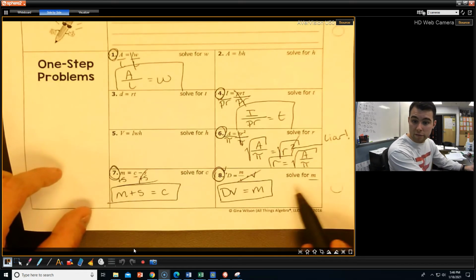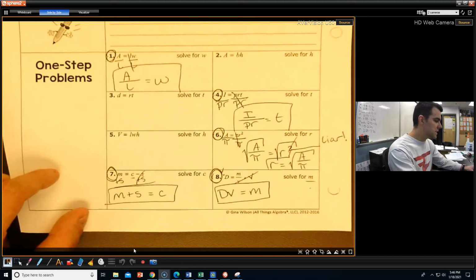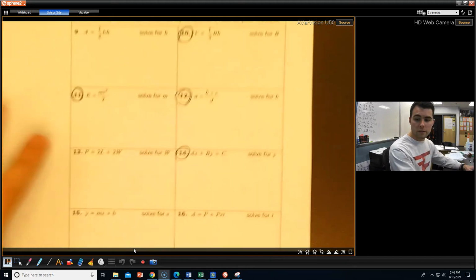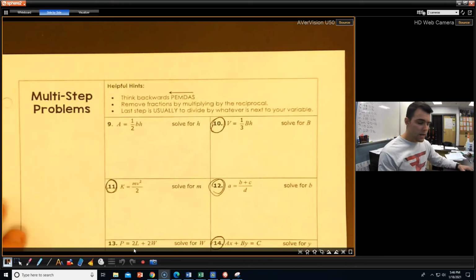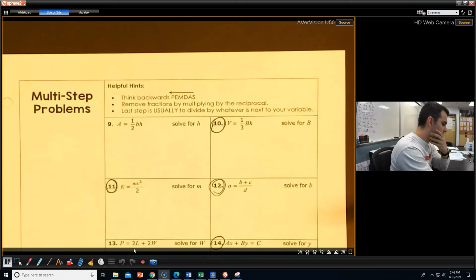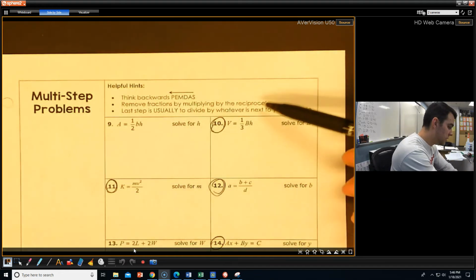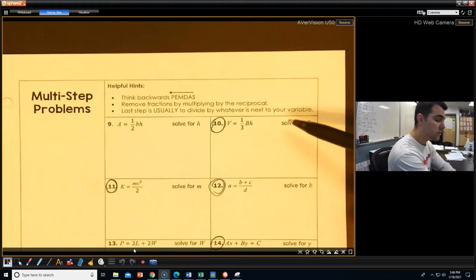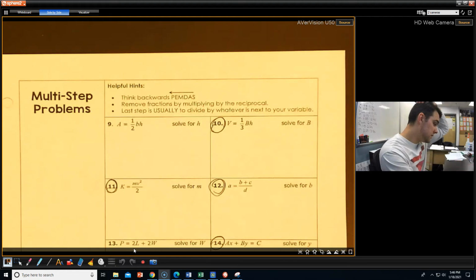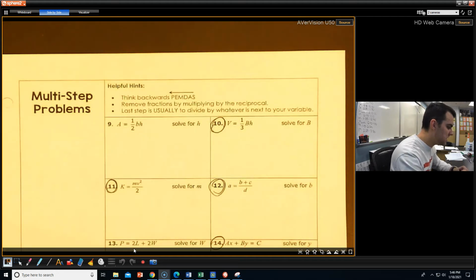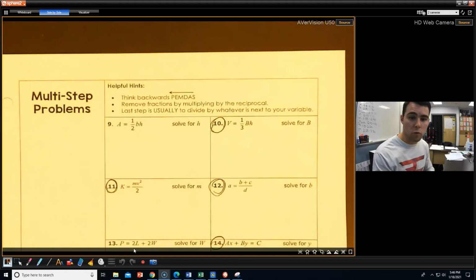It's solving for the variable, getting that variable by itself. Let's look here, okay? And it'll give you some helpful hints, right? So thinking backwards of PEMDAS, we've already been doing that, removing fractions with the reciprocal. We're probably going to need to do that. And then the last step is usually, keyword usually, to divide by whatever is next to the variable. We'll see if that ends up working out, okay? Again, let's do the ones that are circled.